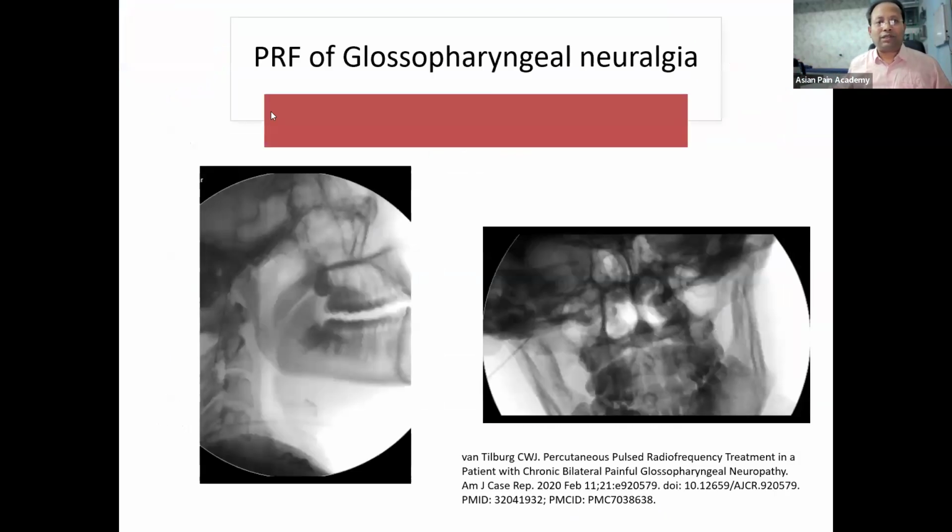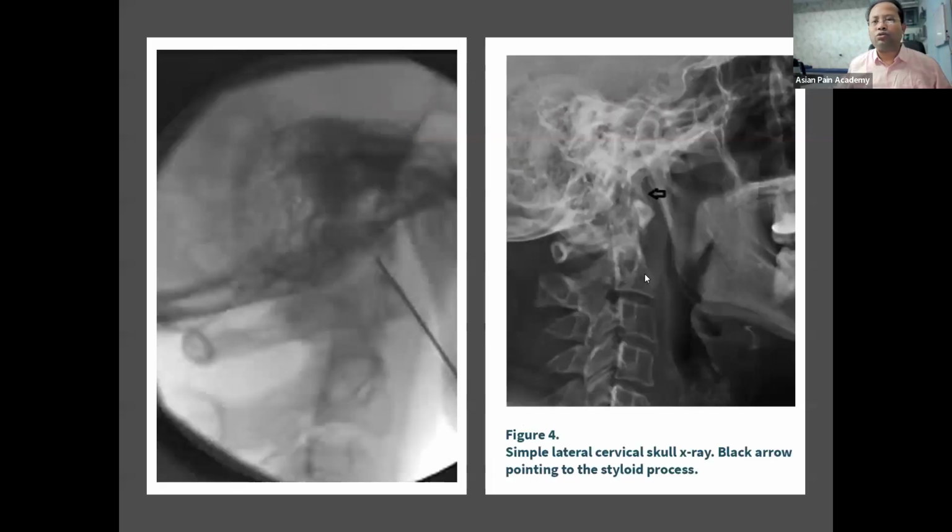So, pulse radio frequency for glossopharyngeal neuralgia. Remember, this is a lateral view, and this is the AP view. The AP view is not much important here. But let us see where you should search for your glossopharyngeal nerve if you are doing the procedure under X-ray.